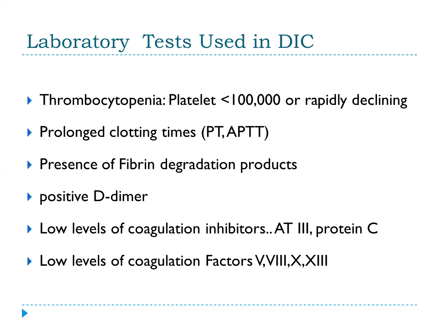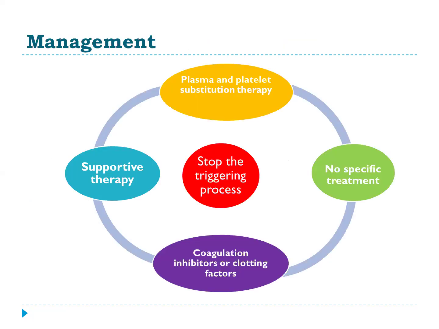So there is no specific test and there's no specific treatment for it. But first, we are going to do the laboratory tests. For thrombocytopenia, you see platelets low, and you see prolonged PT. Every test of coagulation is abnormal. And this is how you remember: there'll be fibrin degradation products, so we do FDPs. There'll be a positive D-dimer. Positive D-dimer is one of the most important tests for DIC. There'll be low levels of all the coagulation inhibitors, and low levels of coagulation factors. So every test is abnormal.